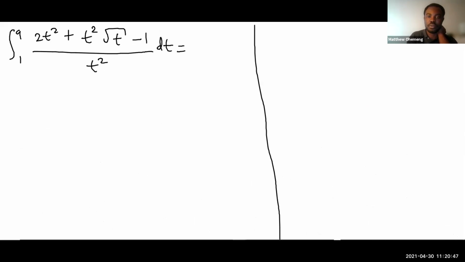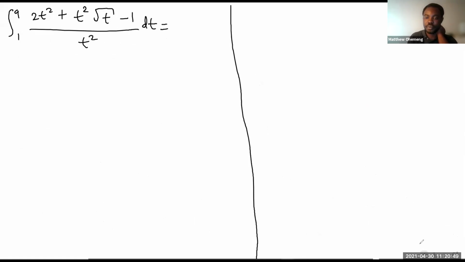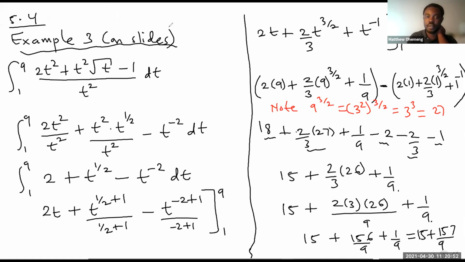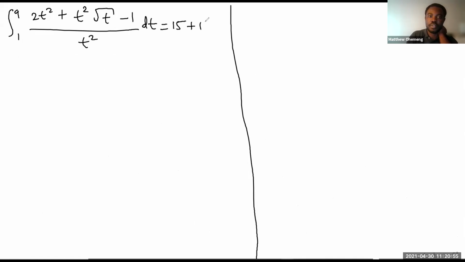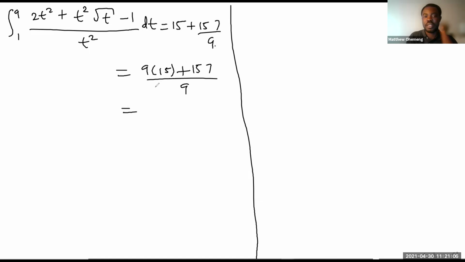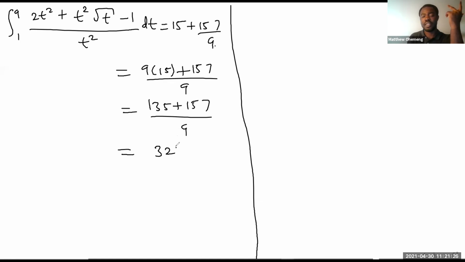This is finally equal to 15 plus 157 over 9, right? So 15, you can still simplify if you want. 9 times 15 plus 157 over 9, right? So that is going to give you 9 times 15 is 90 plus 45, which is 135, right? So 135 plus 157 over 9, and that'll just be 285, and then 285 plus 7, that's 327, I guess, over 9.